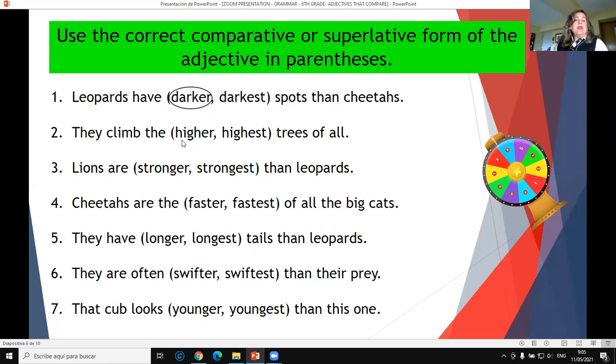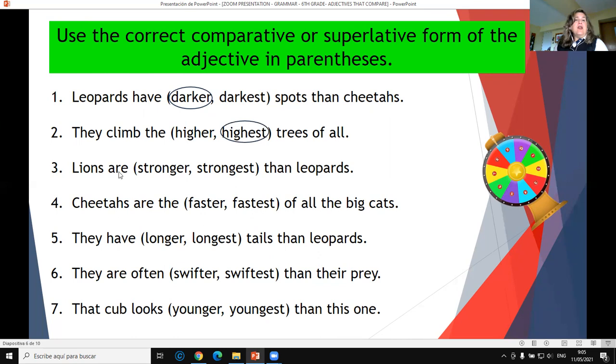They climb the highest trees of all. So we are comparing the trees that they climb with all of the trees. So then we use the superlative form. They climb the highest trees of all.